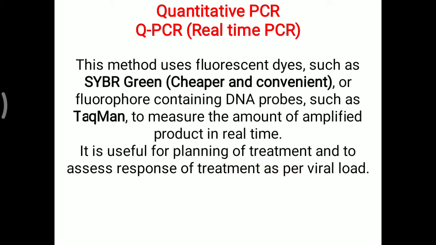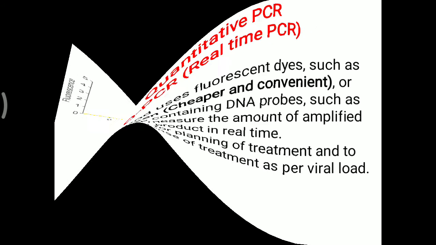For example, in HIV, the patient's condition depends on the viral load, and treatment also depends on the viral load. So that can be measured with the help of quantitative PCR or qPCR. So that is also called real-time PCR.